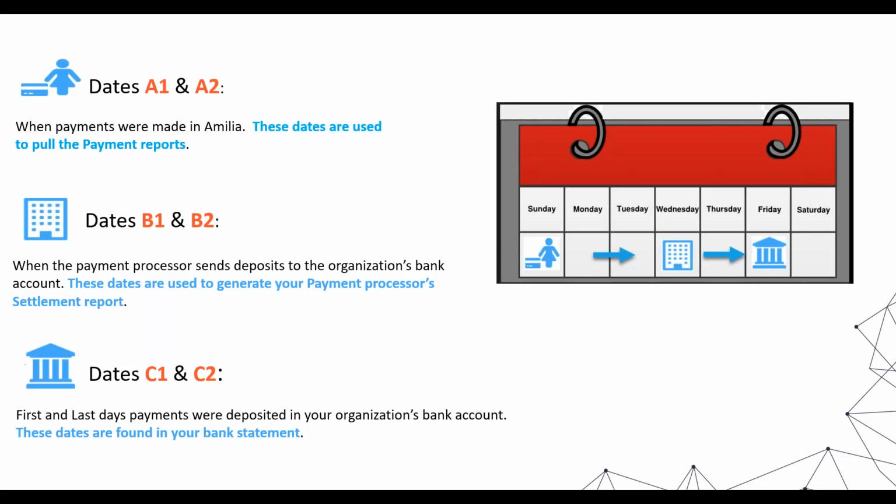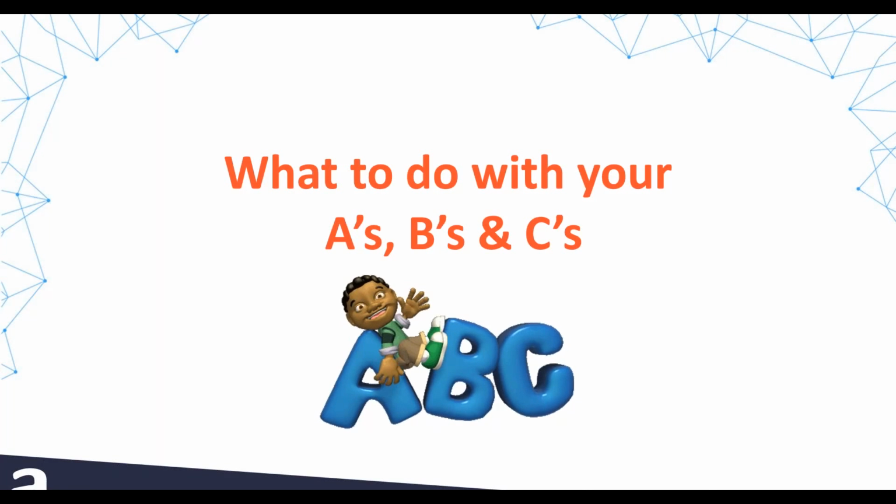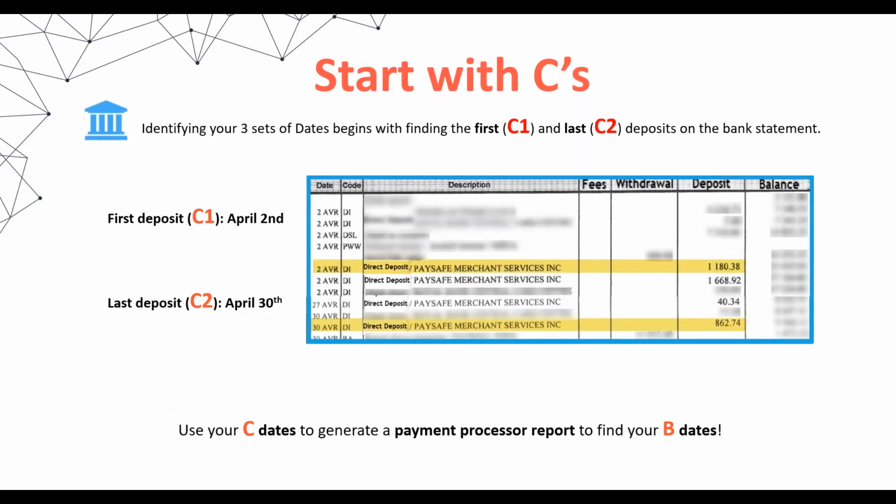And lastly, you have your C1 and C2 dates. These are the dates that the funds were deposited into your bank account, or also the dates found on your bank statement. Great, so now we have our main dates. What do we do with this information? Let's walk through what we need to do with these main dates, and we'll start working backwards, identifying first our C dates, then our B dates, and then our A dates.